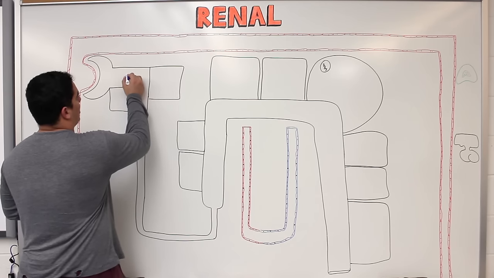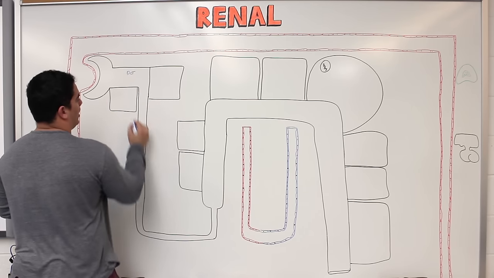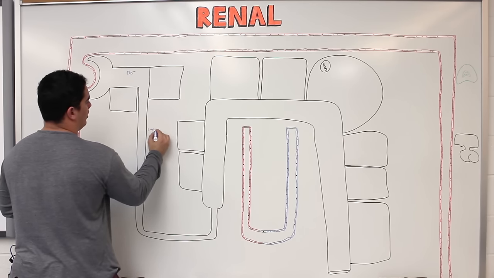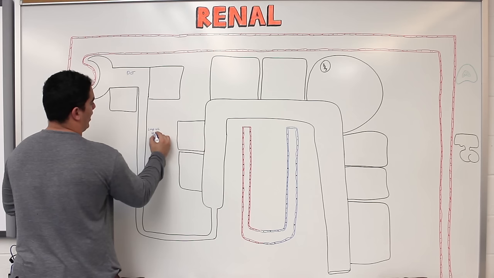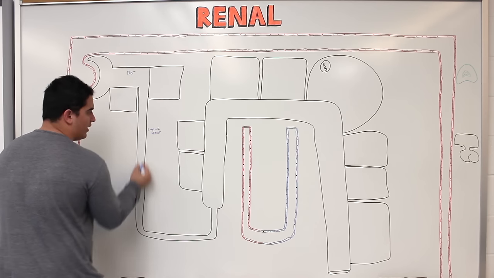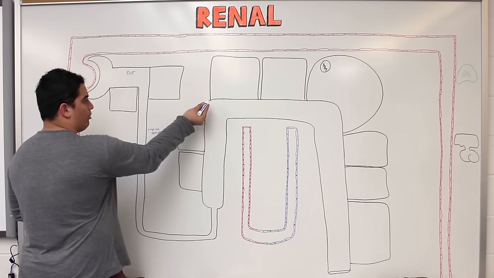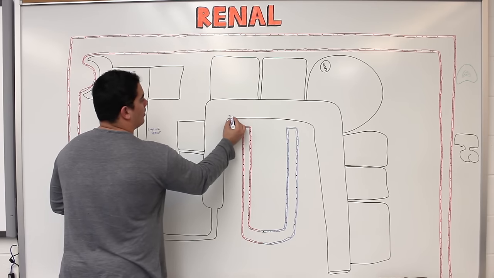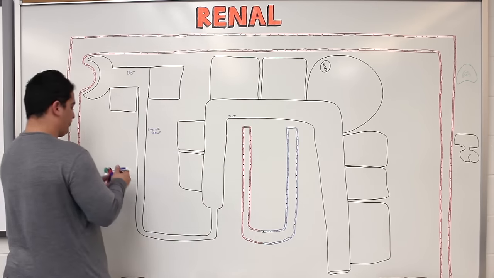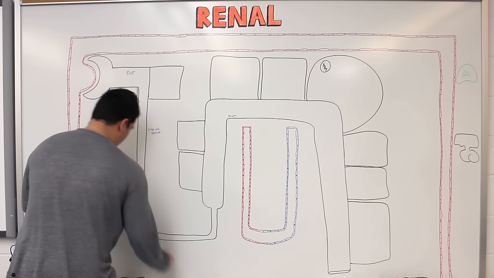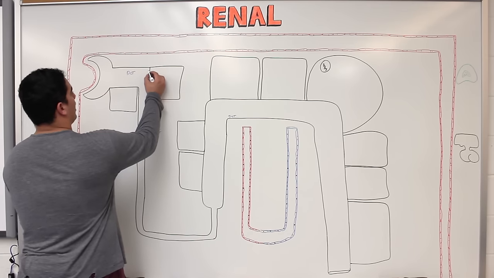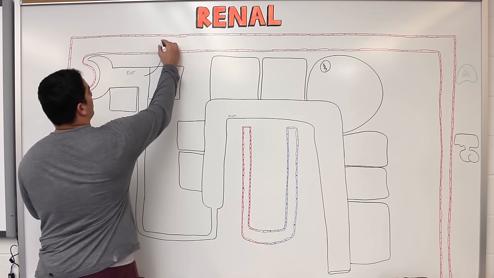Remember that we actually have the proximal convoluted tubule, and then here, the loop of Henle. And again, the loop of Henle consisted of this descending portion here and this ascending portion here. And now we're going into the distal convoluted tubule. If you remember, we said that there was specifically tubular reabsorption here.